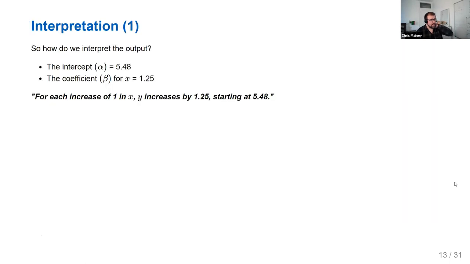So to reiterate that interpretation, the intercept was 5.48 and our coefficient was 1.25. Now for me, when I was learning regression, this was the painful bit about regression: forcing myself to interpret the parameter predictions at the end, because it's very easy to just look at them and go, oh great. But if you have to reconcile them in your head, it will really help you learn exactly what's coming out.